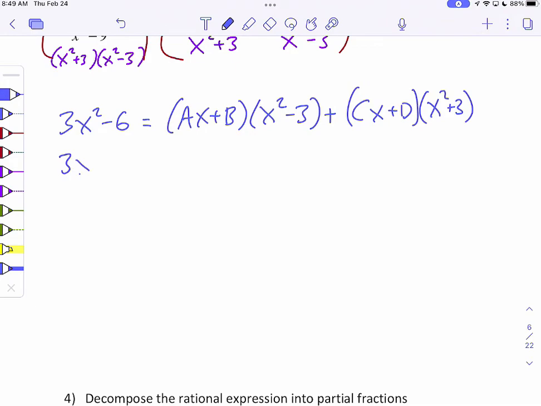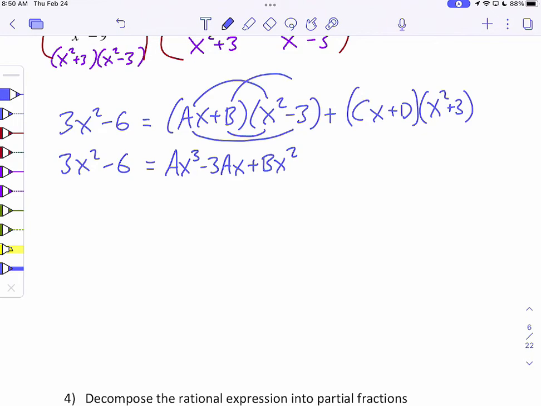So I'm going to just rewrite x squared, 3x squared minus 6, and I'm going to multiply these binomials, what people call FOIL. This is ax cubed. I'm doing this one, minus 3ax plus bx squared minus 3b. You could try to get ahead of me here and multiply that one out.